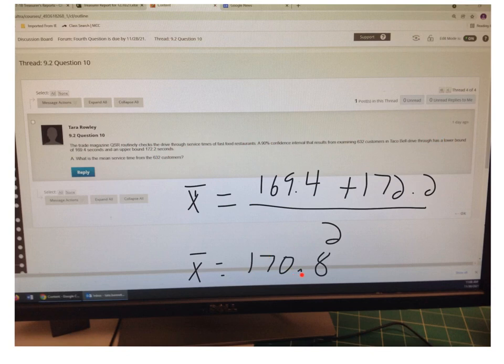So I get 170.8. You could subtract them, divide by 2, and add that to the lower limit. Takes a little more time, but that also gives you this value.